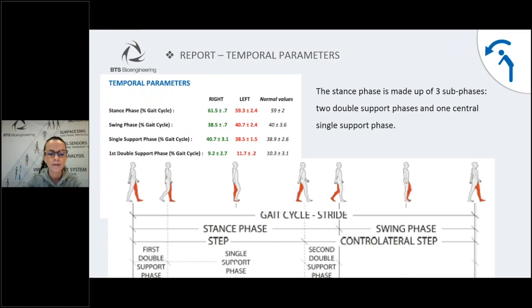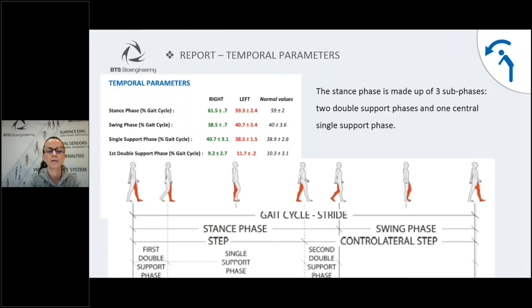Inside the cycle, we distinguish the two main sub-phases, which are the stance phase and the swing phase. Within the stance phase, we further distinguish three other sub-phases that are the two phases of double support when both feet are in contact with the ground, and the central phase of a single support when the patient is loading on one limb. The one shown in the table here is the first double support phase.